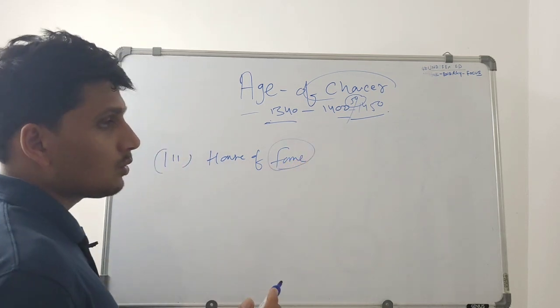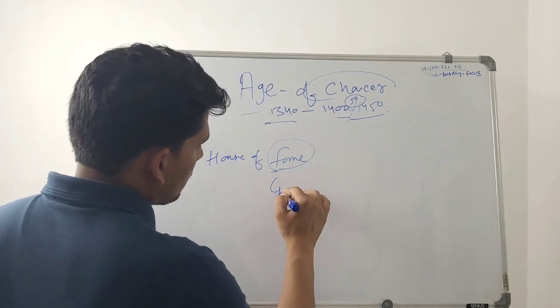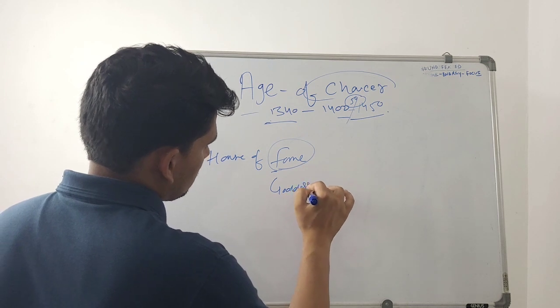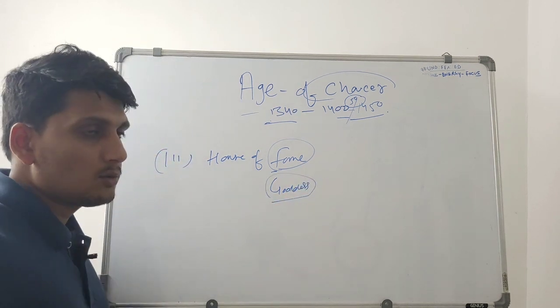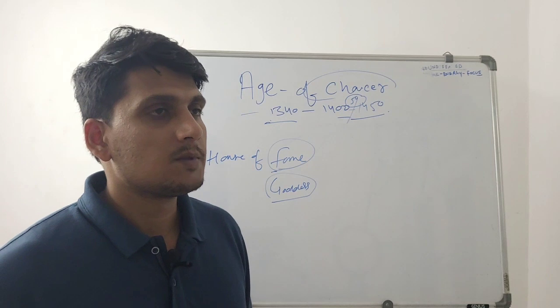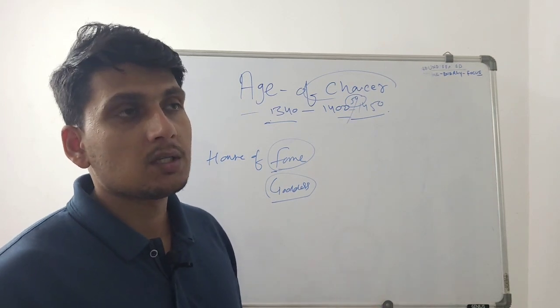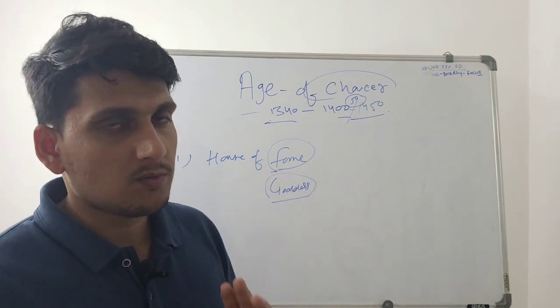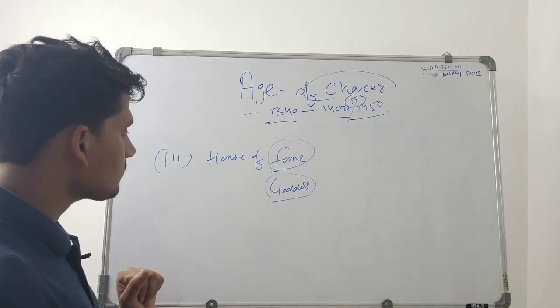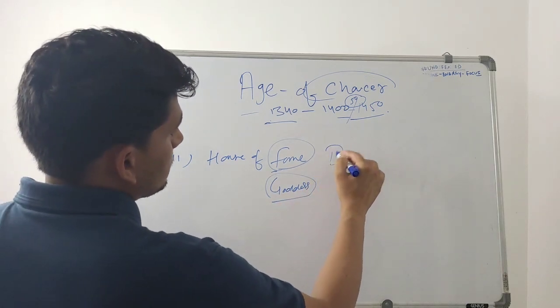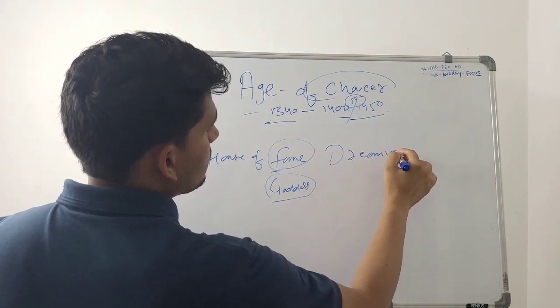House of who? Fame. Fame is a goddess, and whosoever comes to her house, she distributes fame and infamy to the group of people. That's what is happening here. So this is a dream vision. This is what? This is a dream vision.